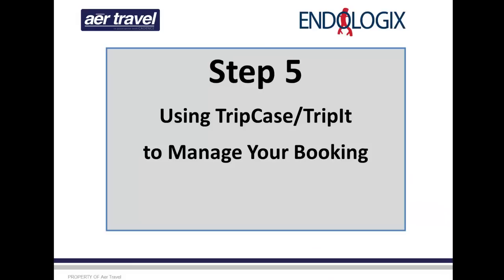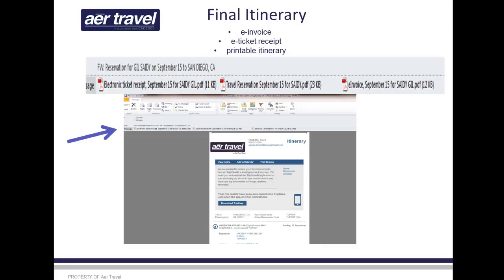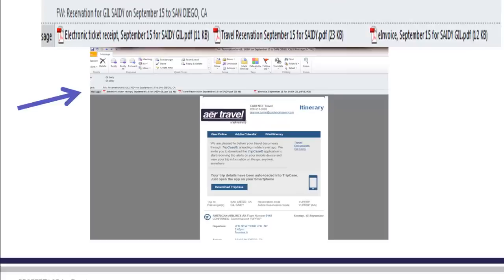And the last step is using TripCase or TripIt to manage your booking. Once your reservation is made, you're completed and ticketed, you will receive an email from us including the electronic ticket receipt, your travel reservation, and an e-invoice. These are automatically attached as well as an opportunity to download TripCase.